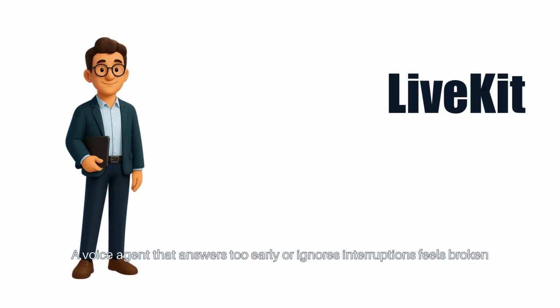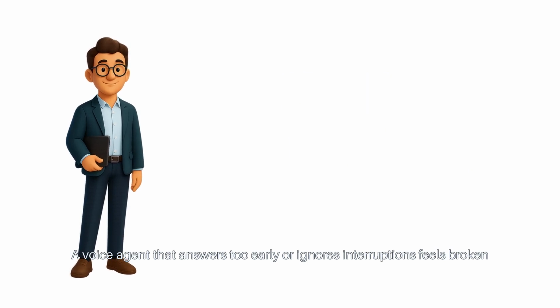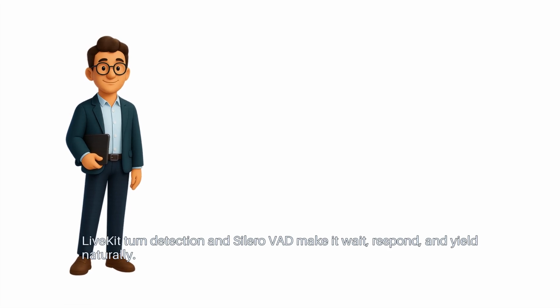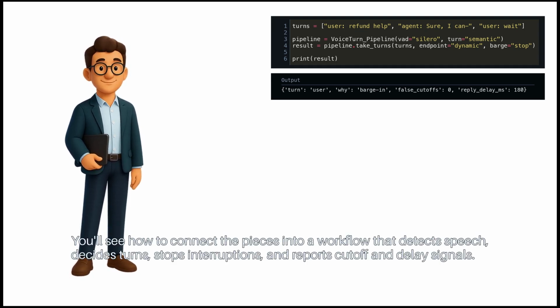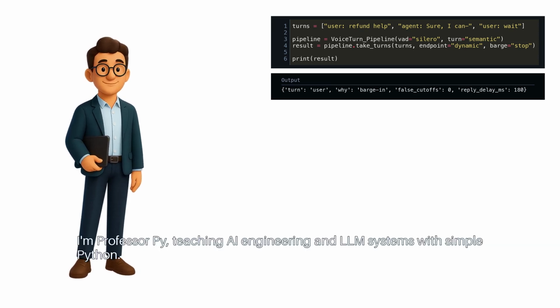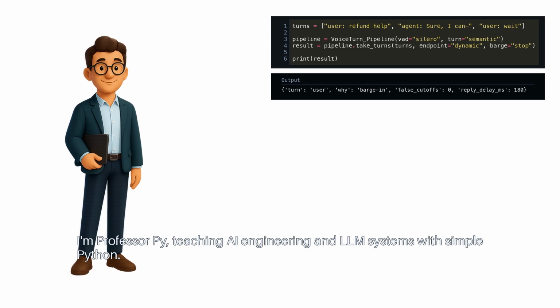A voice agent that answers too early or ignores interruptions feels broken. LiveKit turn detection and Silero VAD make it wait, respond, and yield naturally. You'll see how to connect the pieces into a workflow that detects speech, decides turns, stops interruptions, and reports cutoff and delay signals. I'm Professor Pi, teaching AI engineering and LLM systems with simple Python.